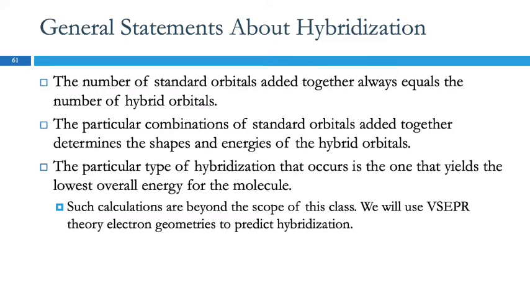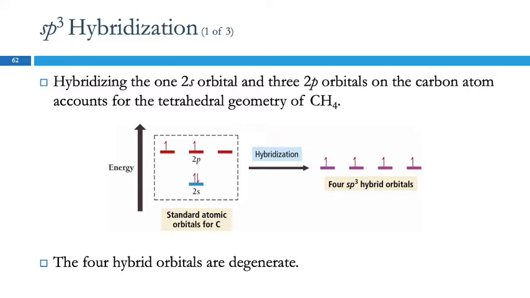So some general statements. The number of standard orbitals added together always equals the number of hybrid orbitals. So you could say orbitals are conserved. In hybridization, you can't make extra orbitals or lose orbitals. The particular combinations that get added together are going to determine the shape, right? And the particular hybridization is the one that gives the lowest energy. So those calculations are very messy, and we don't want to do them. So we're just going to use VSEPR theory and electron geometries to predict the hybridization. Okay, let's get to the good stuff here.